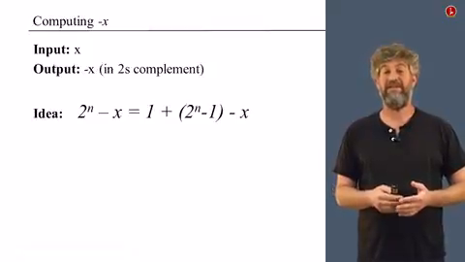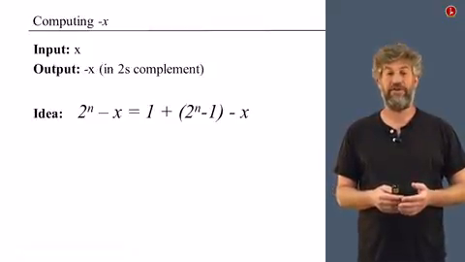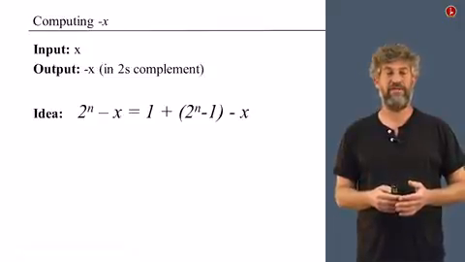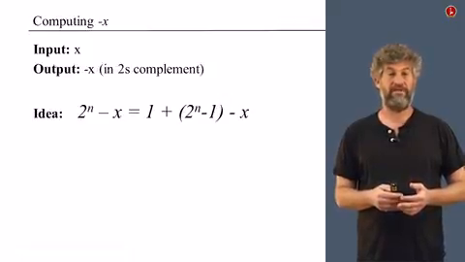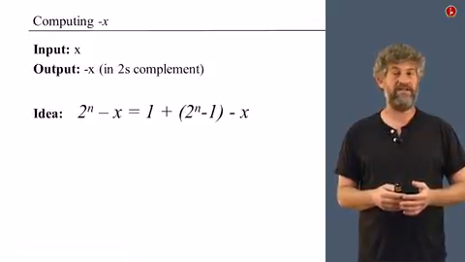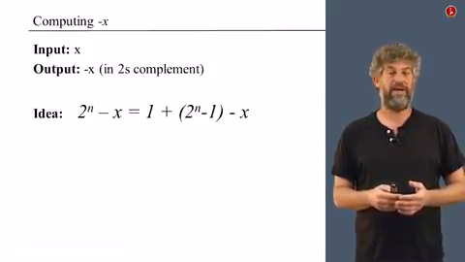So the basic idea of how to do this kind of negation in 2's complement is very simple. It uses a mathematical trick that 2 to the n is actually 2 to the n minus 1 plus 1, and thus we can rewrite -x, which is really 2 to the n minus x in 2's complement, as 1 plus 2 to the n minus 1 minus x.